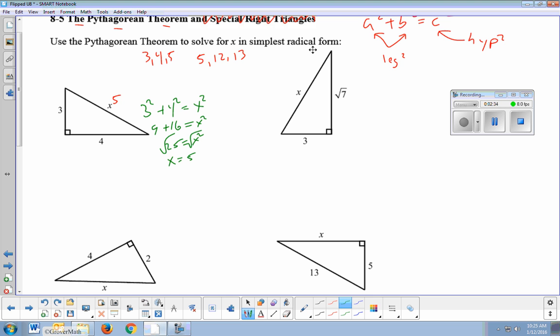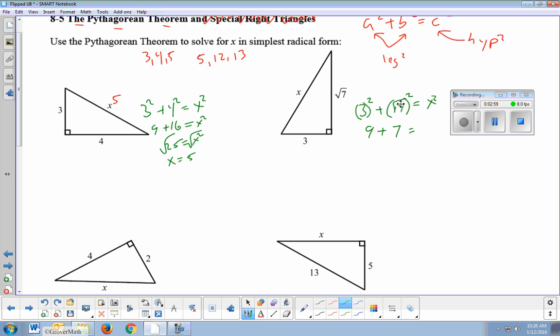All right, well, how about this one? We see the legs are 3 and rad 7. So this is not a common one, so I'm definitely going to have to think about this theorem here. 3 squared plus rad 7 squared equals x squared. I should really be using parentheses. And so 3 squared we know is 9, but how about rad 7 squared? You could actually type that in your calculator, but it is 7.